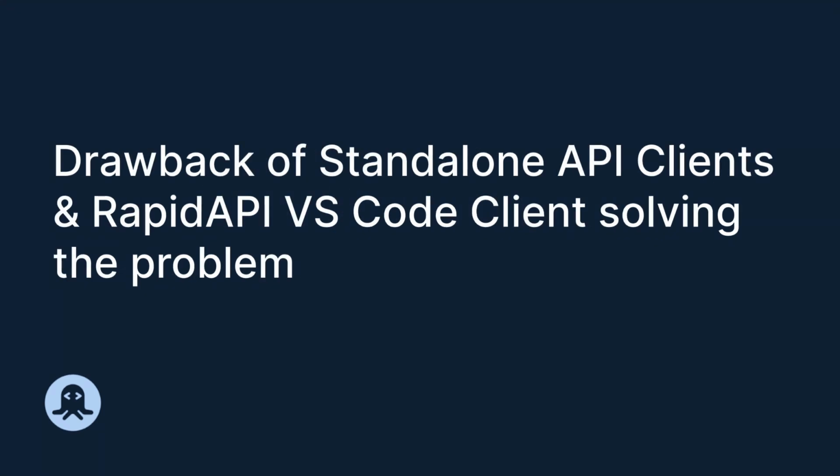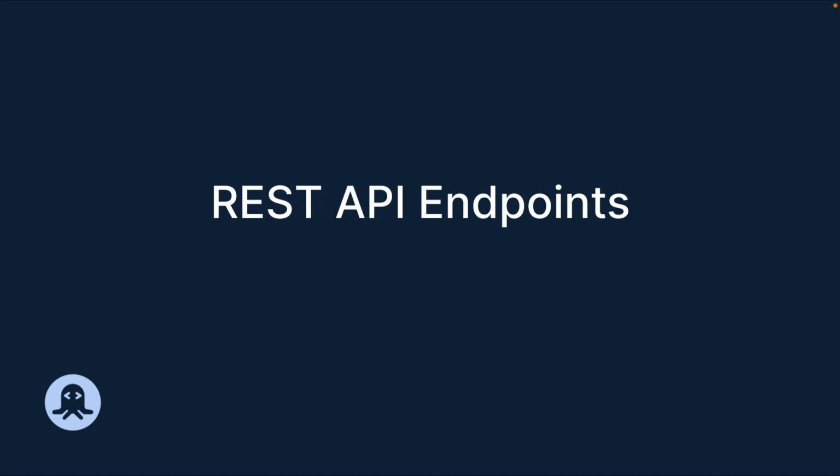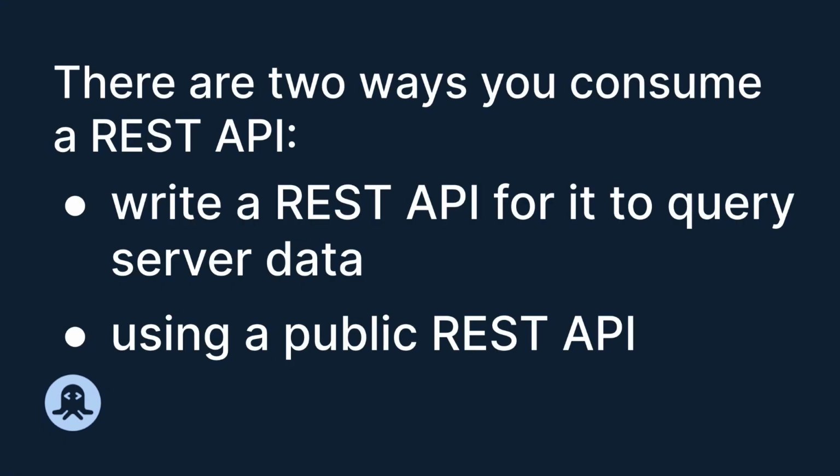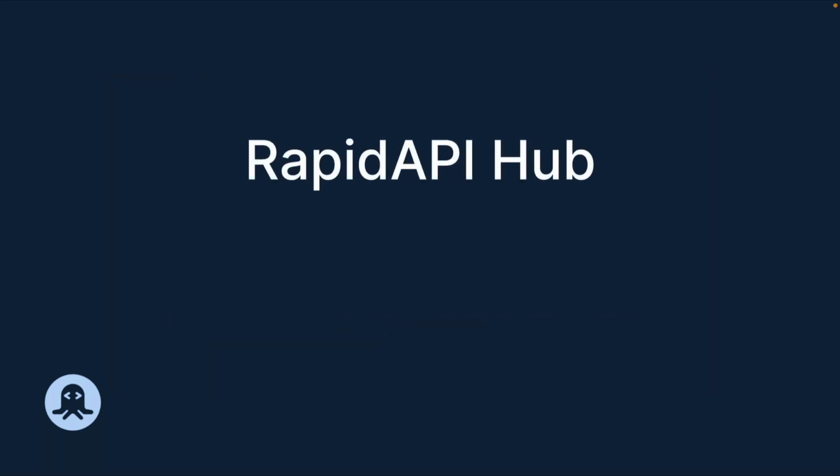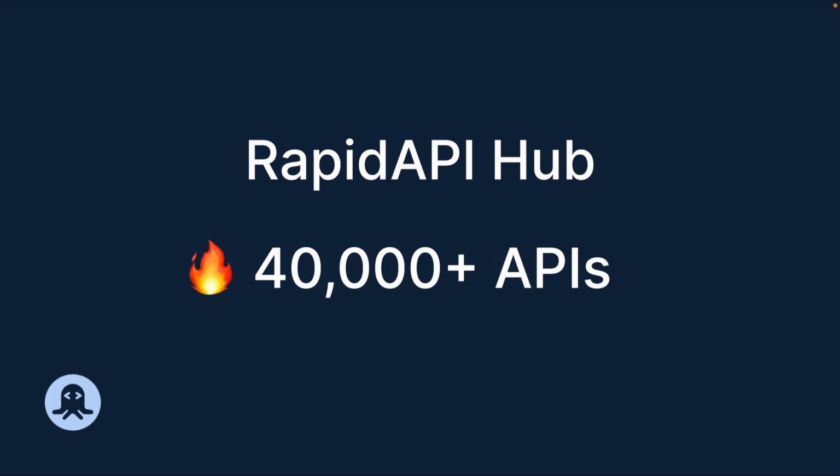Drawback of standalone API clients and RapidAPI VS Code client solving the problem. If you are into web development, you would know that most of the work revolves around data, mostly provided by REST API endpoints. There are two ways you consume a REST API. If your application has a server, you would have to write a REST API for it to query server data. The other way is using a public REST API. For this, you can visit RapidAPI Hub, which has over 40,000 plus APIs.